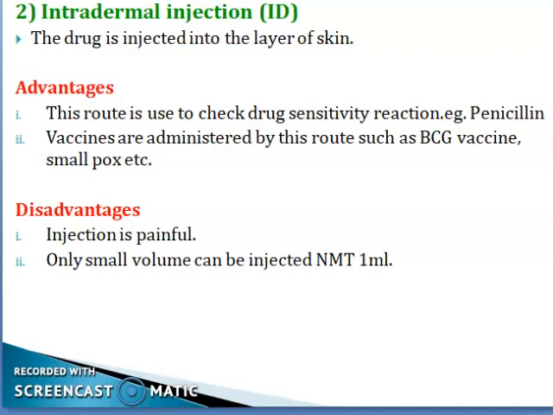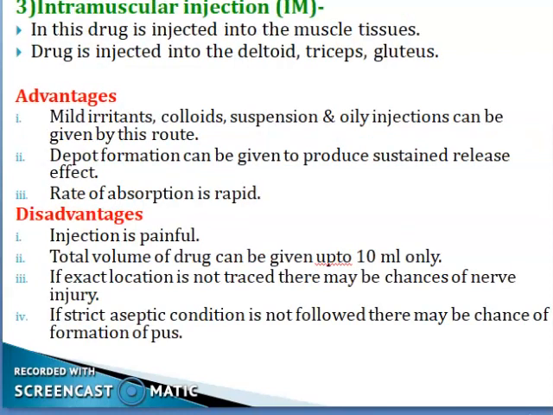Okay, so this is about the intradermal route. Next one is the intramuscular injection. Okay, so in this, the drug is injected into the muscle tissue. As its name indicates, the drug is given into the muscular region of the skin, or below the skin.